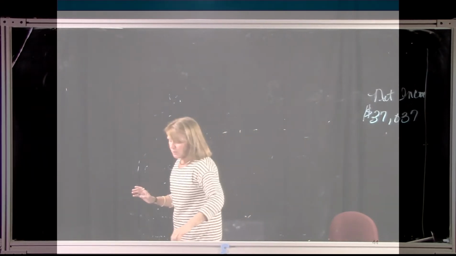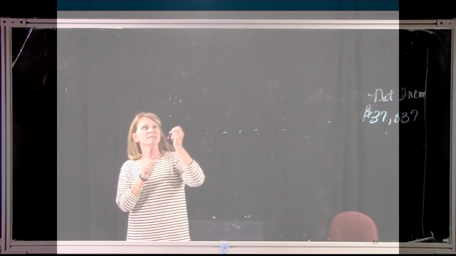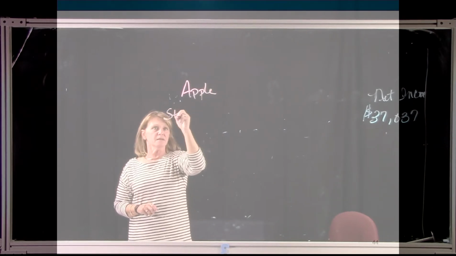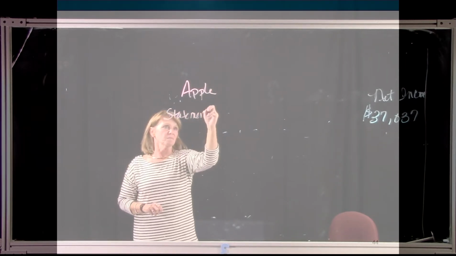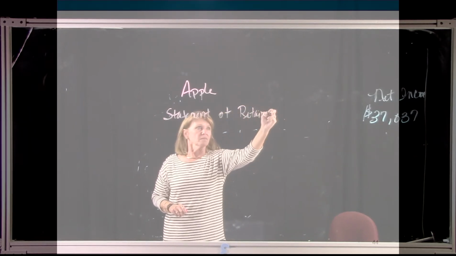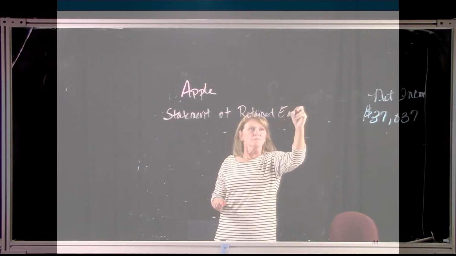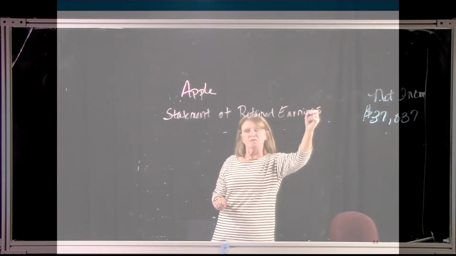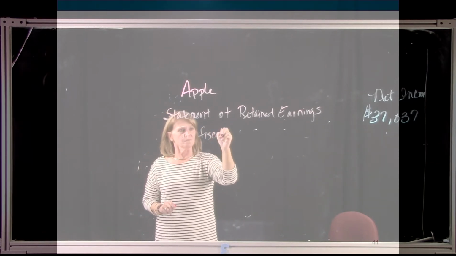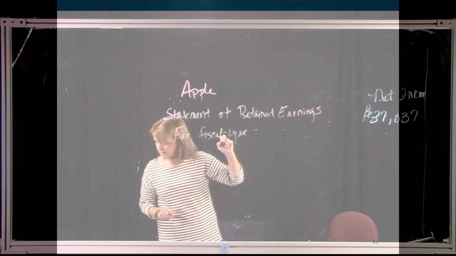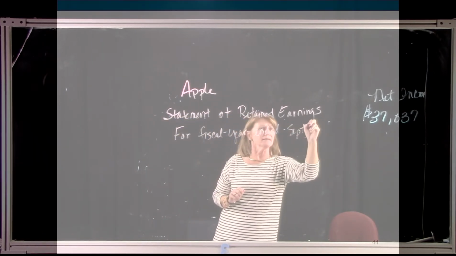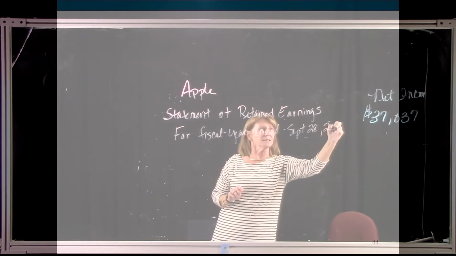All right, now we're going to prepare the statement of retained earnings. Once again, we tell the user that this is Apple Company, statement of retained earnings, for fiscal year ended September 28th. That's a weird ending date. They're usually the end of the month, but that's the date they give us.